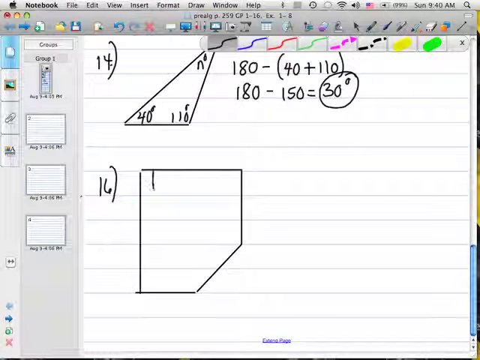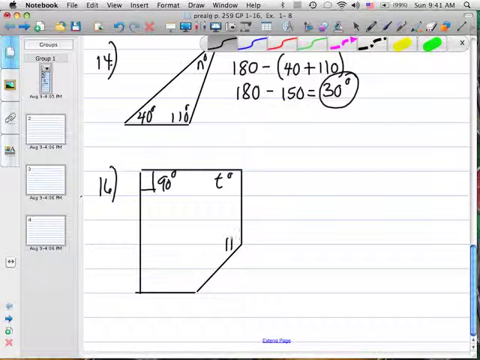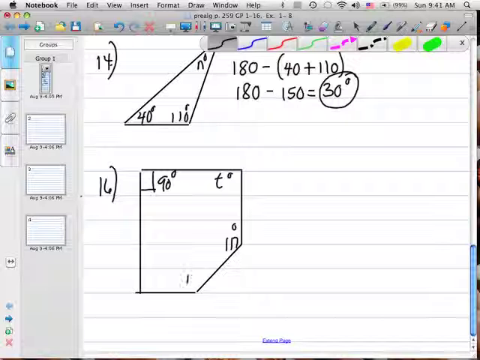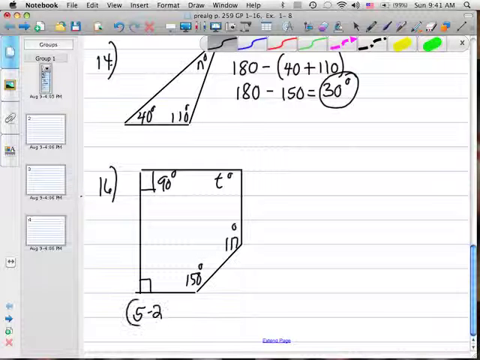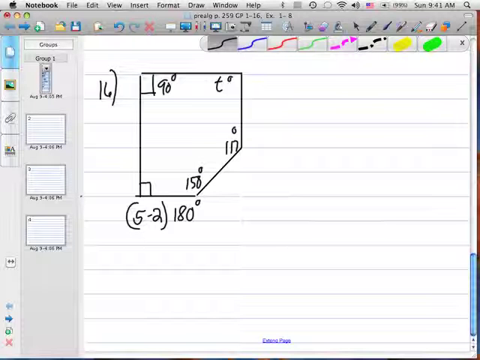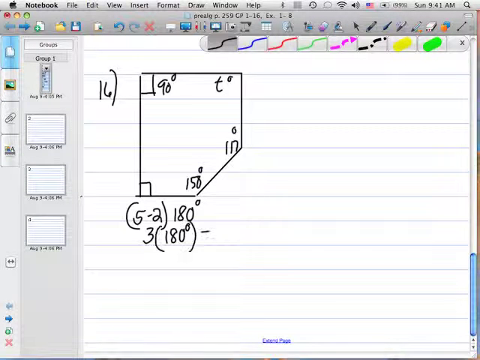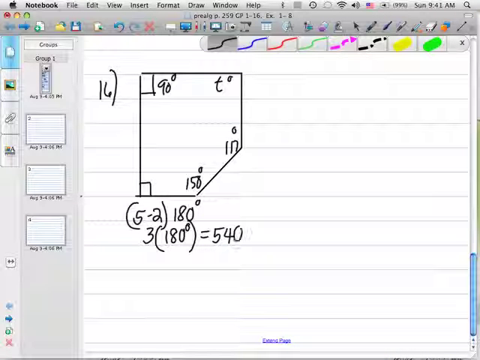And we have, this is a right angle, this is 90. This is t degrees, it's 117, 150, and another right angle. So this is a 1, 2, 3, 4, 5-sided figure. So 5 minus 2 times 180 will give us the total number of degrees. So we have 3 times 180 degrees equals 540.